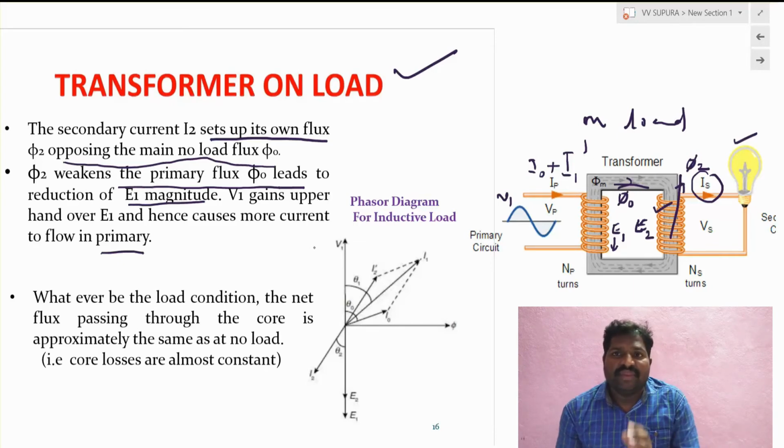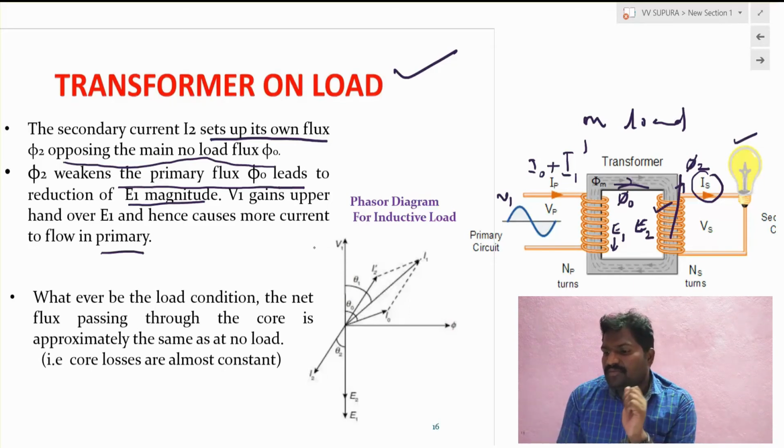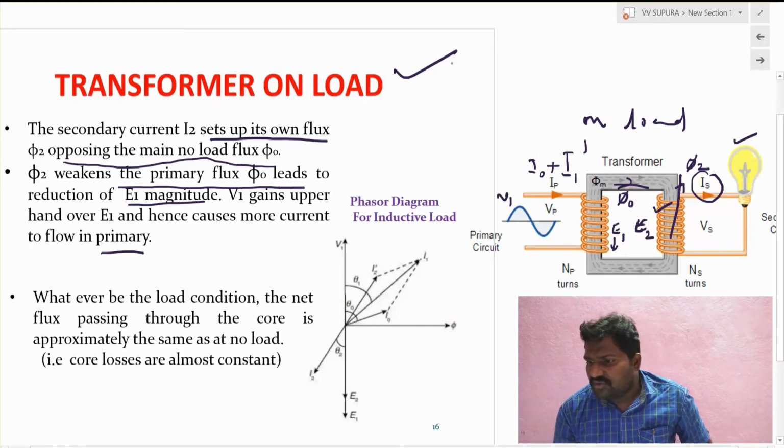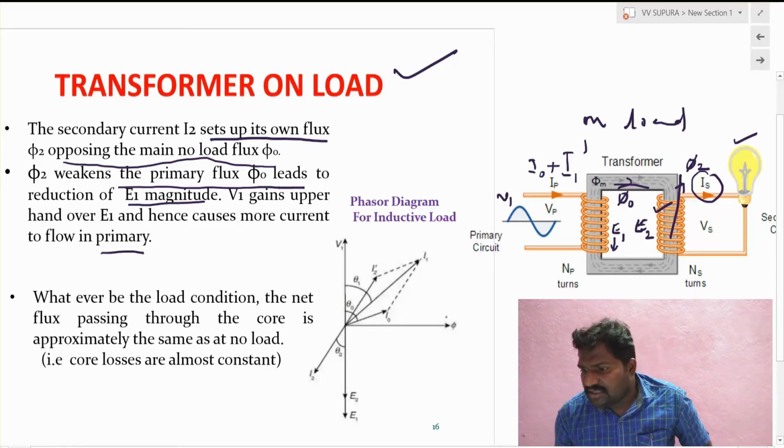So that's why I can say transformer is a static device. Transformer is a constant flux device, constant power device, and constant frequency device. This is very important. And here we can see the phasor diagram for the inductive load is mentioned. I can take phi as the reference here also, and this is the no load current initially. And the amount of current from the primary, here they mentioned as I2 dash.